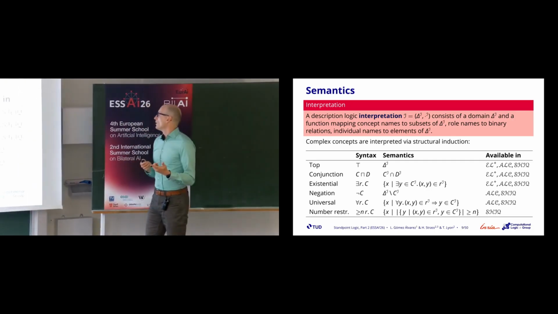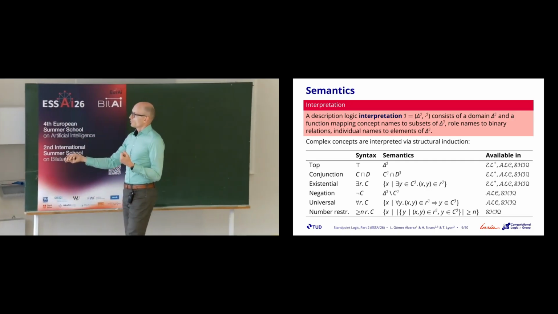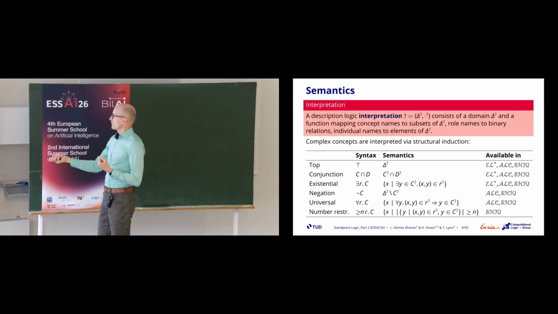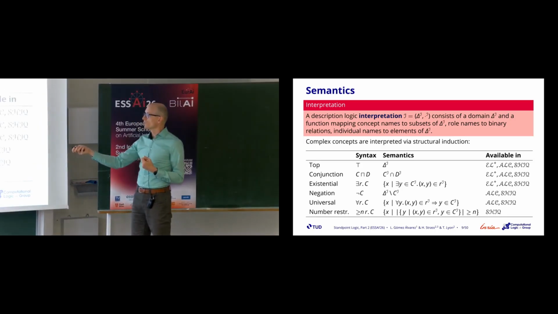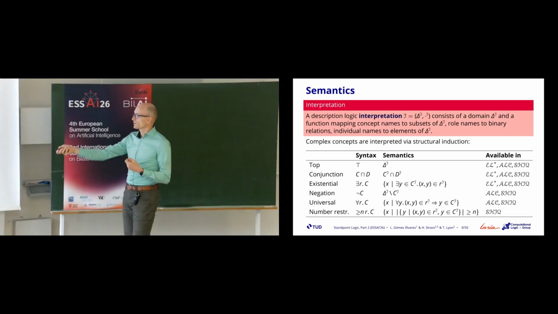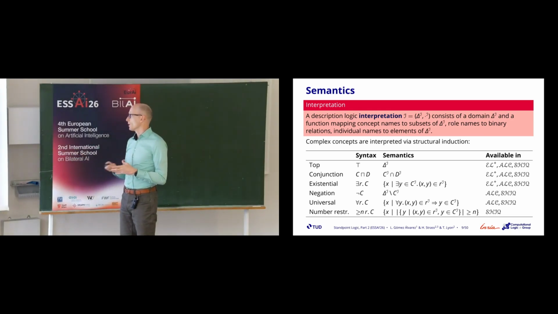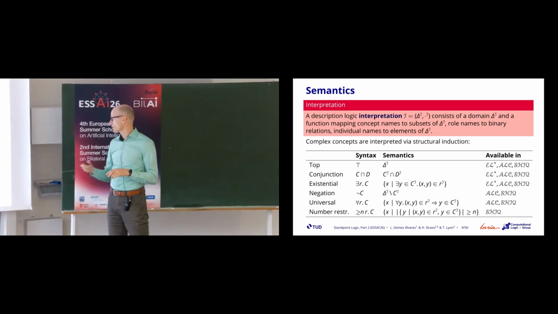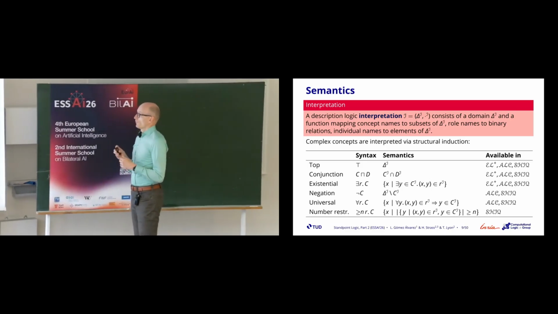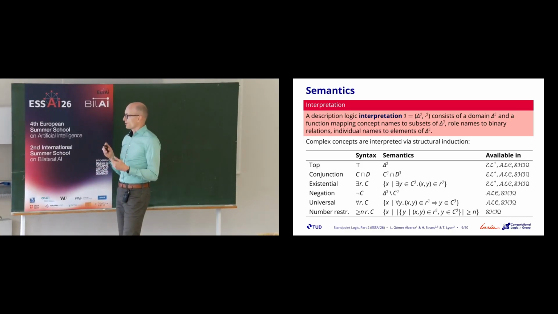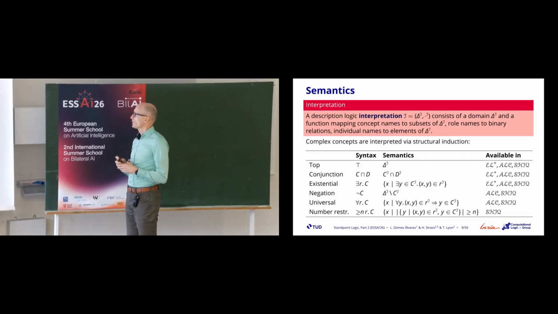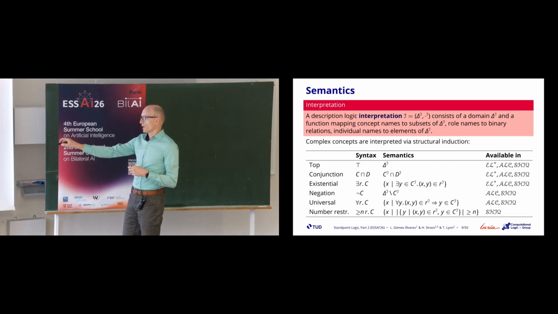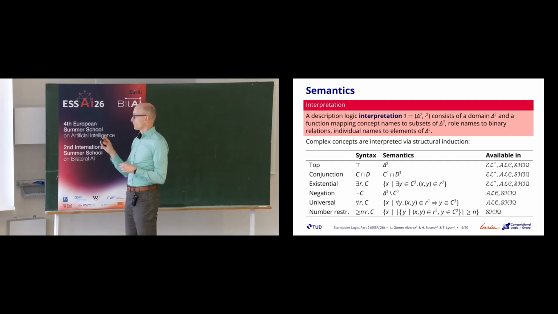Right? For other languages, reasoning is more involved. So for ALC, for example, where you have the full Boolean connectives and existential and universal restriction, but for example, no number restrictions, reasoning is harder. So you have to go beyond polynomial time, which is clear because you already have the full Boolean logic in there.